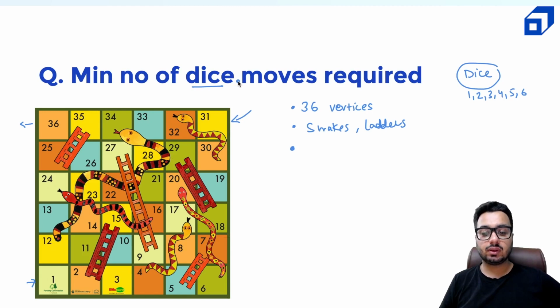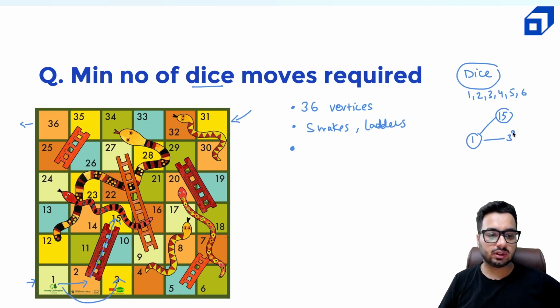We need to think carefully about what kind of graph it is. If you look at the dice moves, at 1 you can throw a 1, which means you can reach 2, but at 2 there is a ladder, which means you will reach 15. So there is an edge from 1 to 15 in this graph. Then if at 1 you throw a 2, you can reach 3. There is an edge from 1 to 3 also.